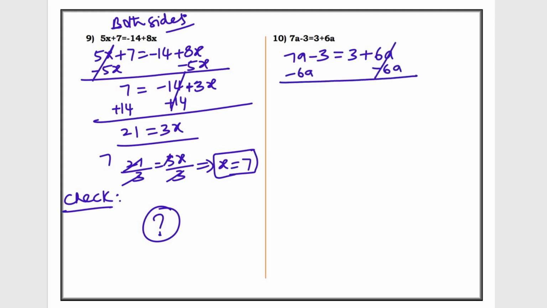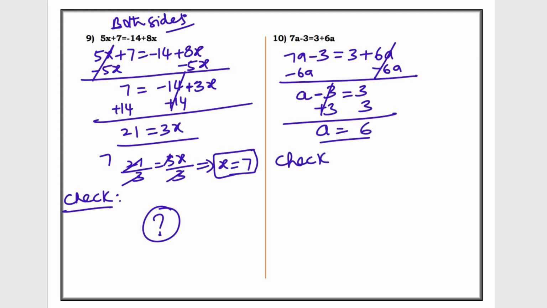What we get here is 6a cancels out, 7a minus a minus 3 is equal to 3. Adding 3 on both sides cancels out, a is equal to 3 plus 3, which is 6. So you can check the solution. Just plug in the value a is equal to 6 and you can check it out.